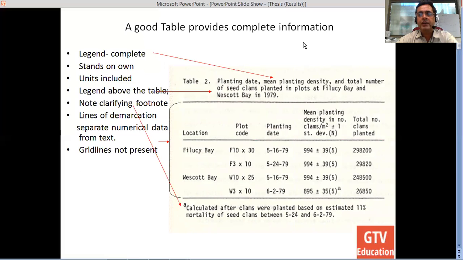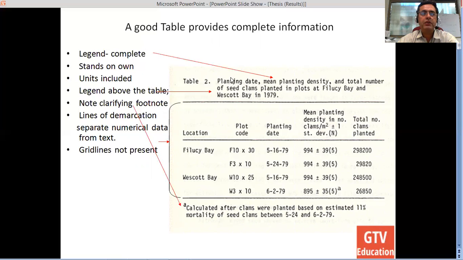Now, a good table provides complete information, and many students are not well aware that a table has a legend, and the legend in most cases is provided, but there is no footnote. Sometimes, the students actually don't know the location of the legend. They would sometimes give it under the table or somewhere else in the text. So you have to be very careful while giving tables in your thesis.